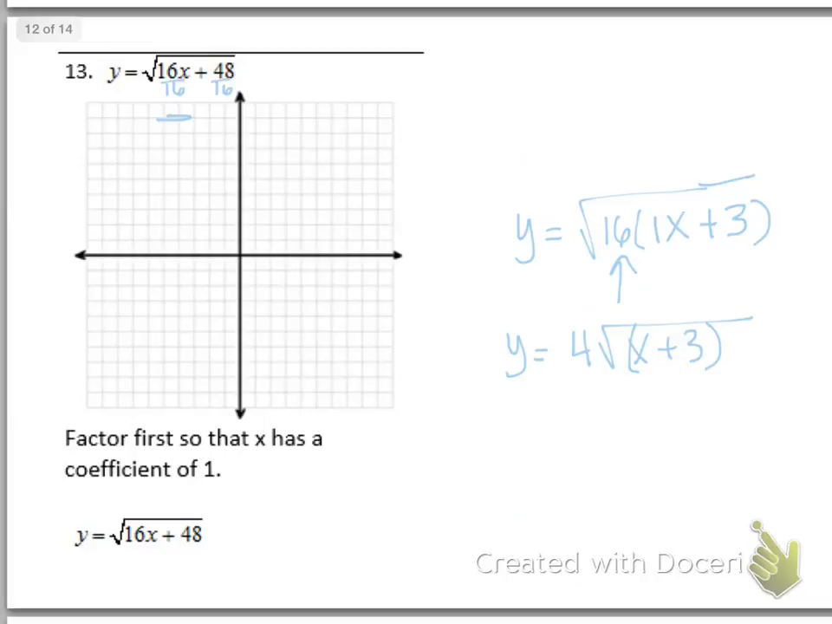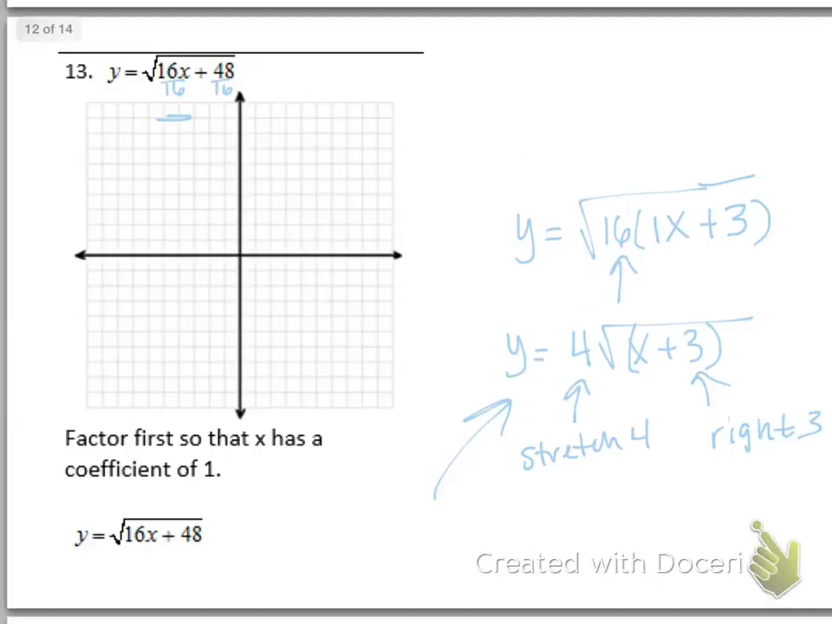Okay, this is way easier to graph than something that starts at 48. So this, we are going to stretch by 4, so it should get fatter. And then we're going to shift right 3 when I graph it. Okay, so if I type it in, I type in y equals my new equation, so 4 times the square root of x plus 3. Make sure your plus 3 is in your square root. You graph it.